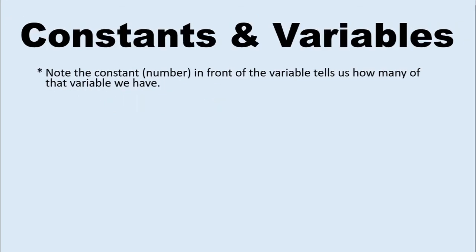Now let's take a closer look at each of these terms. The terms that we've just seen consist of a constant and a variable. The constant is the number that's in front of the variable, and it tells us how many of that variable we have. That means that 2A is the same thing as 2 times A, and 3A is the same thing as 3 times A. So to multiply a number by a variable, you can simply write the number in front of the variable. 1A, however, is the same thing as 1 times A, and 1 times any value or variable would just be the variable itself.